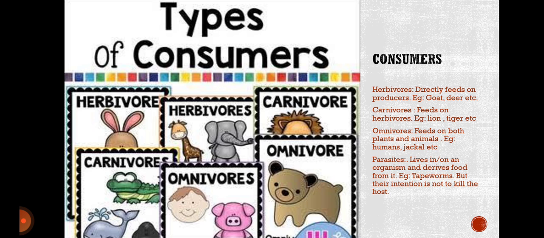Then the fourth type is parasites. The parasites live in or on an organism and derive food from it. They do not kill the organism, but their intention is to gain food from that organism. That is known as parasites.